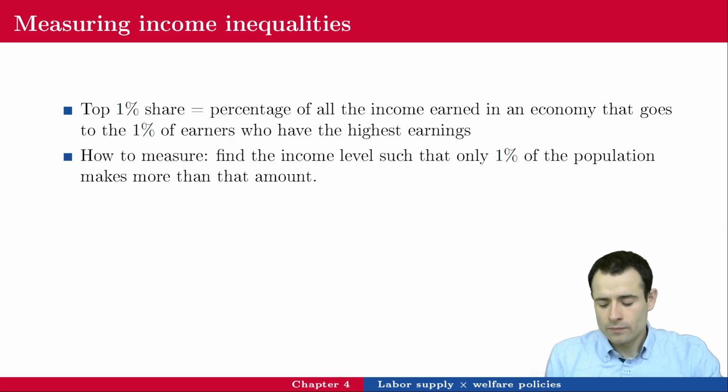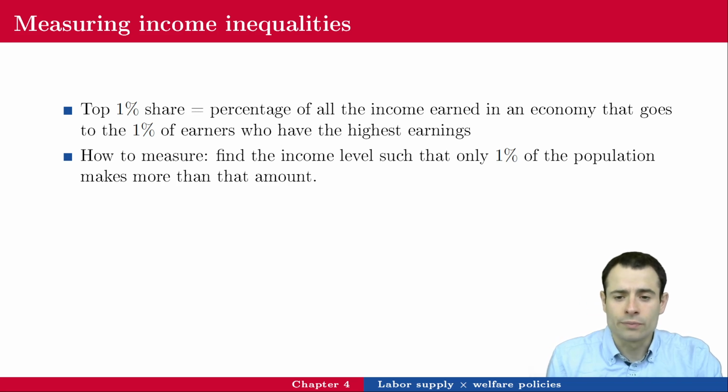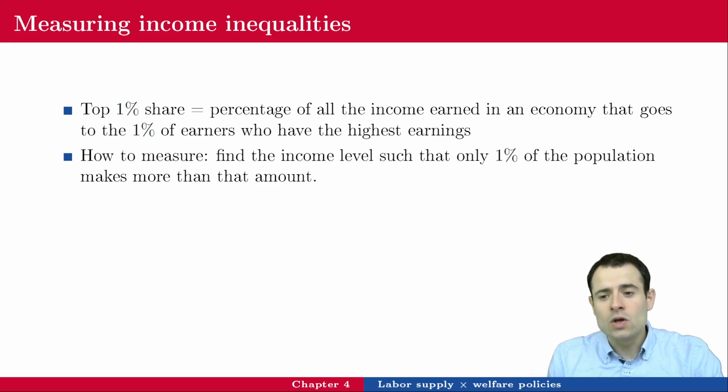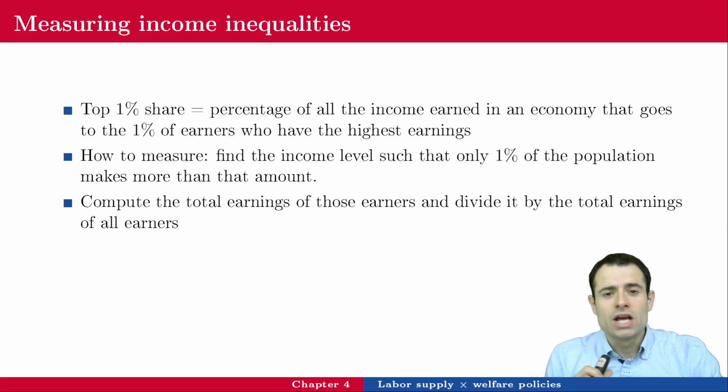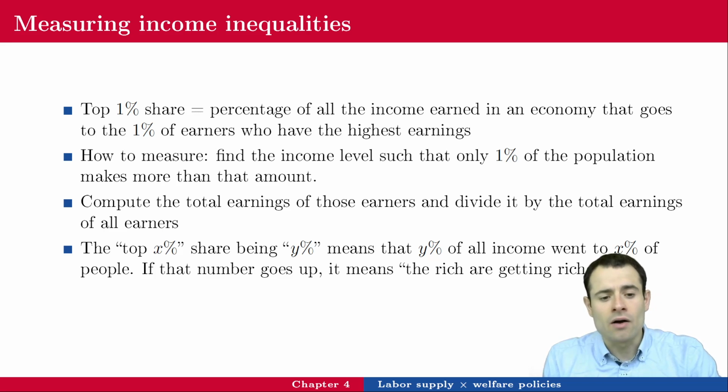If you want to measure it, imagine you have a data set, an Excel spreadsheet, and you order all the incomes of all the individuals in increasing order. Then you look for the income level such that only 1% of the population makes more than that amount. Then you compute the total earnings of those earners and you divide it by the total earnings of all earners. The top X% share being Y% means that Y% of all income went to X% of the people.